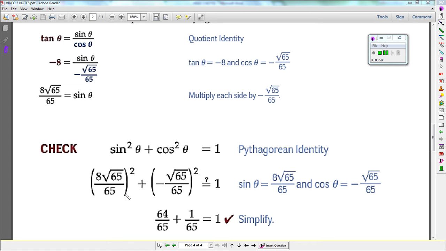And our question is, if we simplify, if we find the sum of these two rational numbers, the sum will be equal to 1. So we do our math, and you can see right here that you add these two fractions with the same denominator, so you just add the numerators. So 64 plus 1 is 65. So 65 divided by 65 will give us 1. So check. So we found the correct answer.